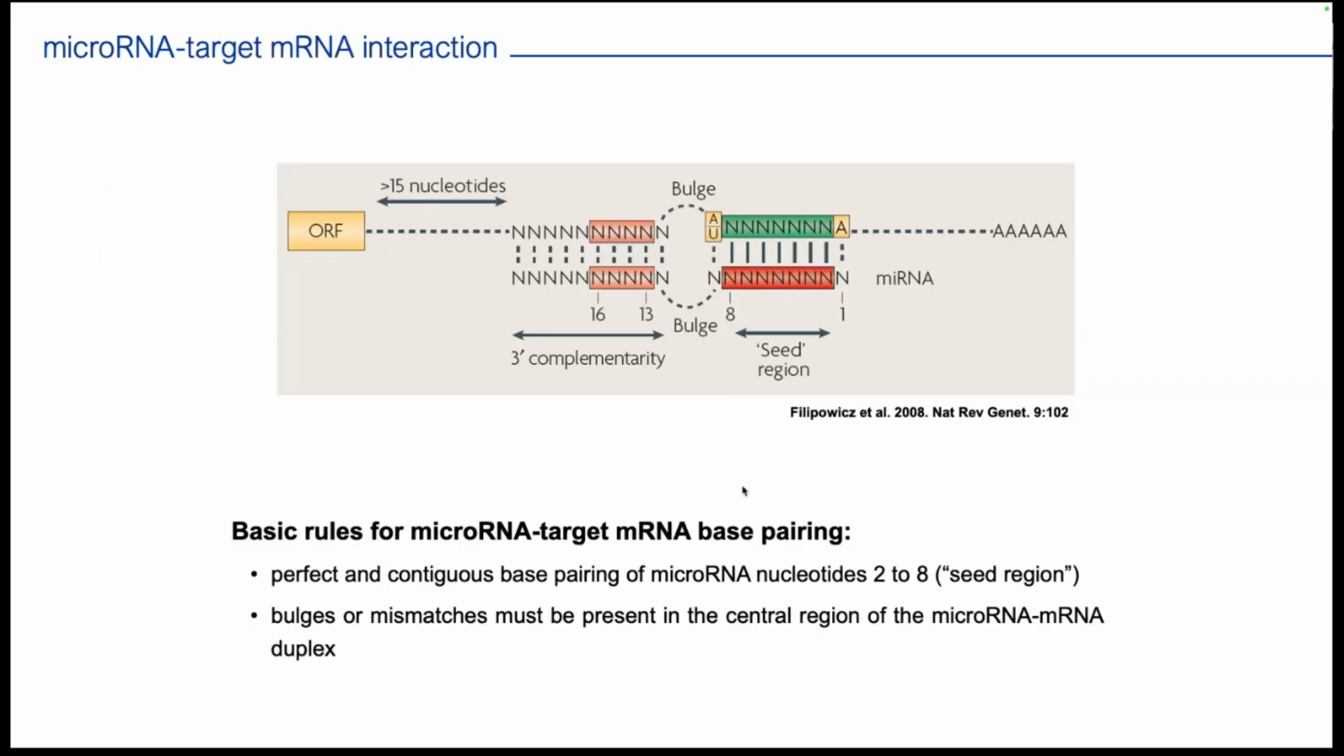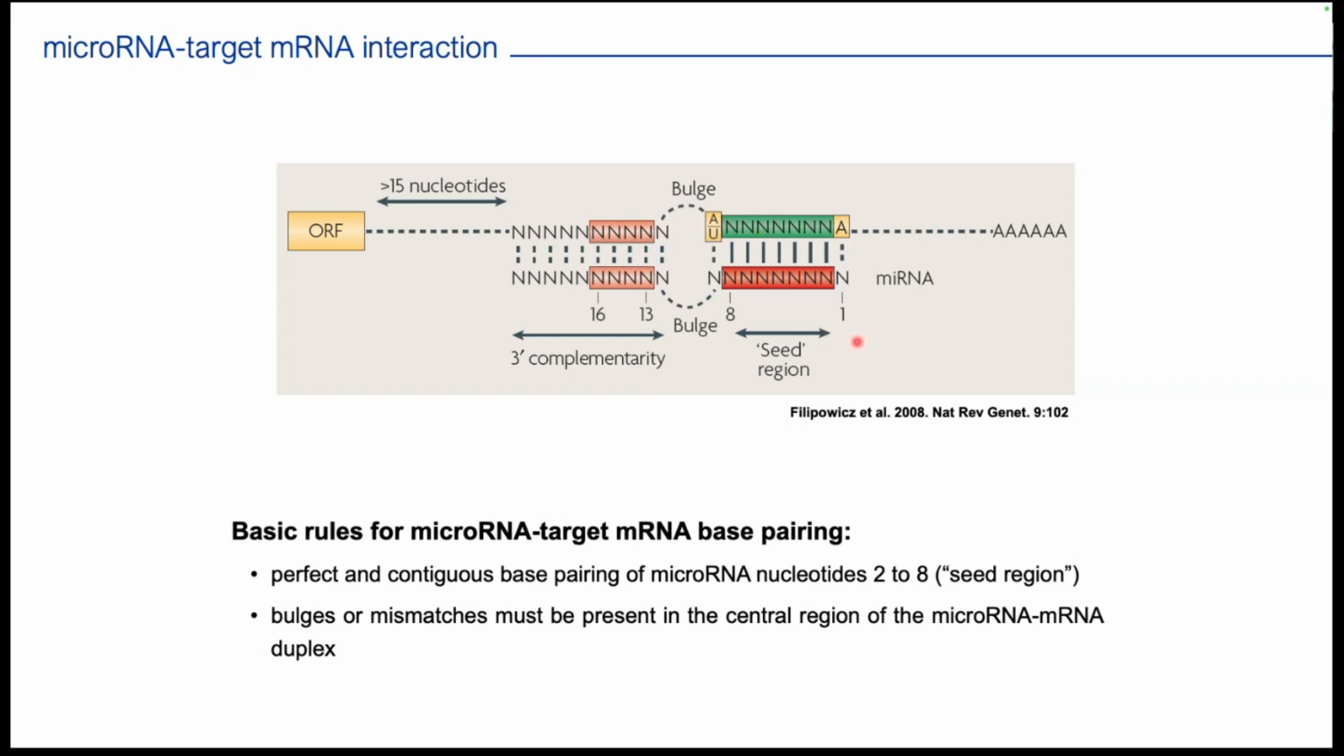The recognition of the microRNA with the target transcript is mainly guided by the seed sequence, these first nucleotides on the 5' end of the microRNA. And then there is some compensatory binding as well, with typical formation of bulges. So this is the partial complementarity that I was referring to before.